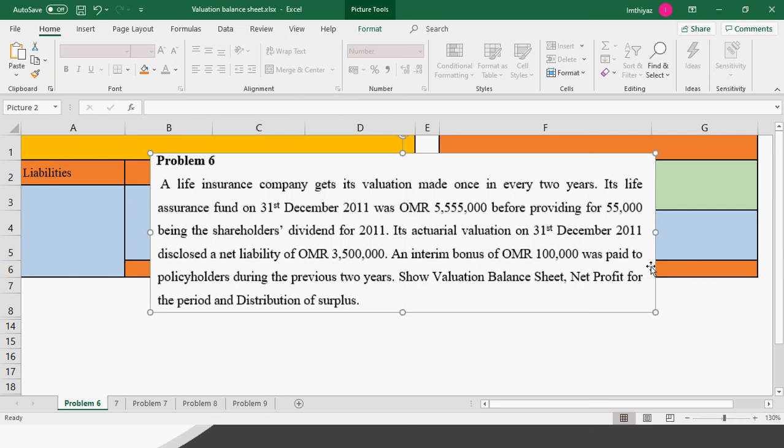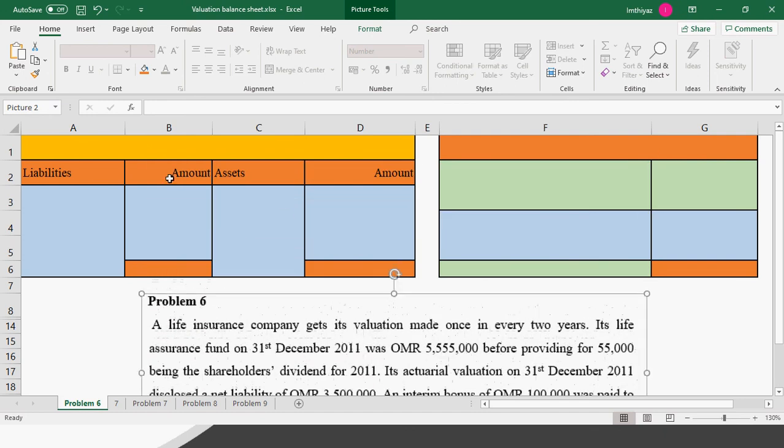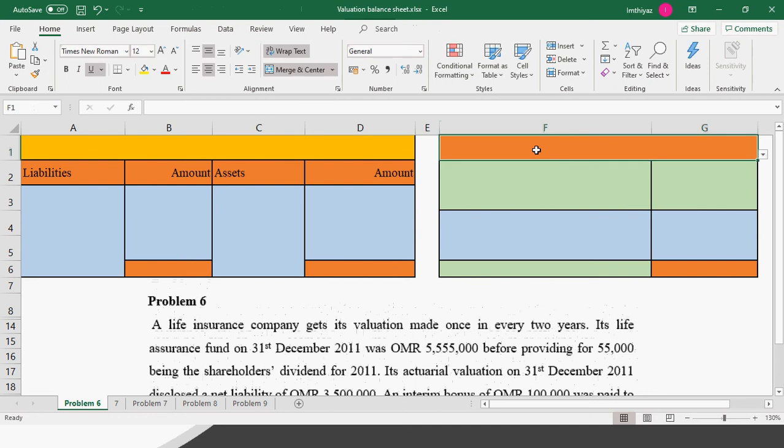Its actuarial valuation on 31st December 2011 disclosed a net liability of 3,500,000. An interim bonus of 100,000 was paid to policyholders during the previous 2 years. You need to show valuation balance sheet, net profit for the period and distribution of surplus. So this is the problem. We need to prepare the valuation balance sheet and calculation of net profit.